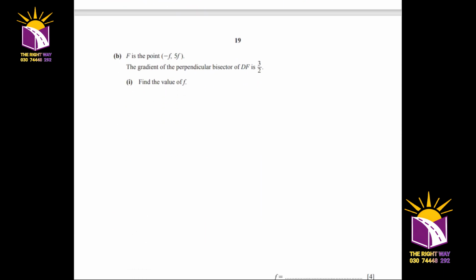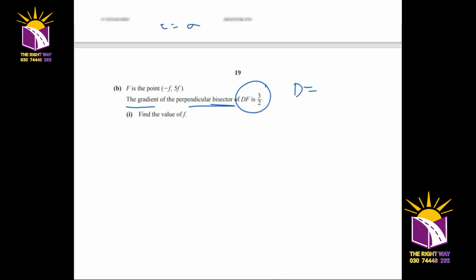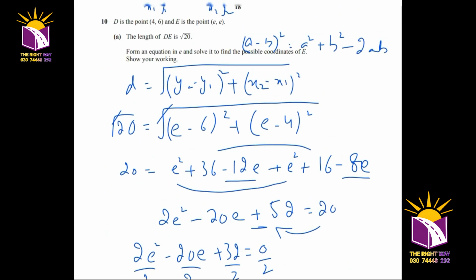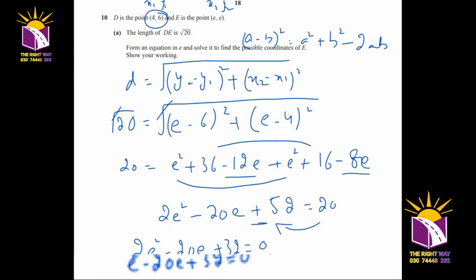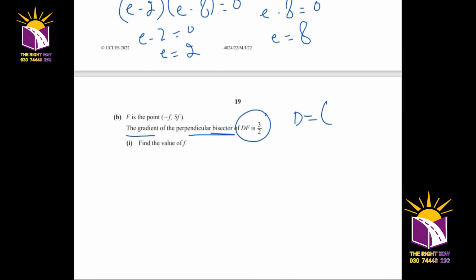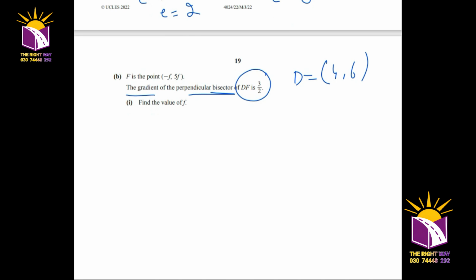Part B. F is the point (minus f, 5f). The gradient of the perpendicular bisector of DF is 3 by 2. Find the value of f. Now D, what is D? D is equal to (4, 6).